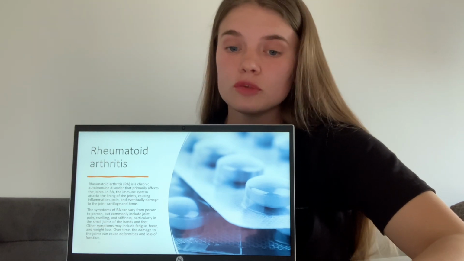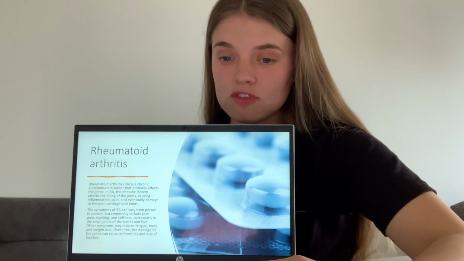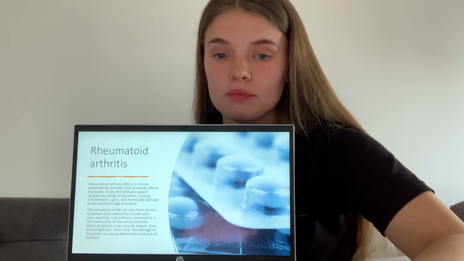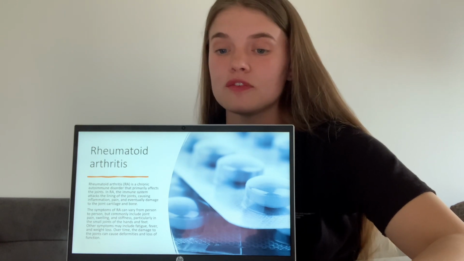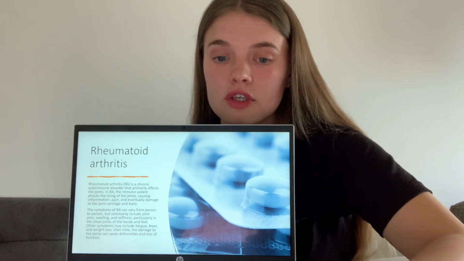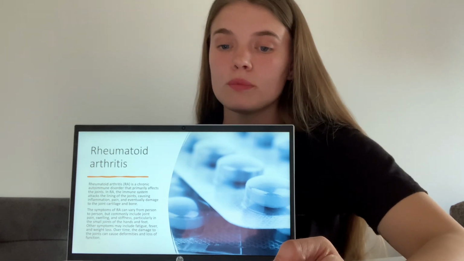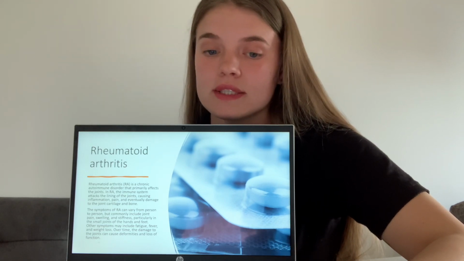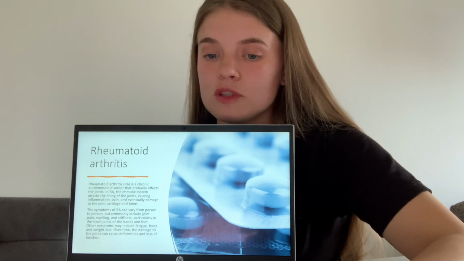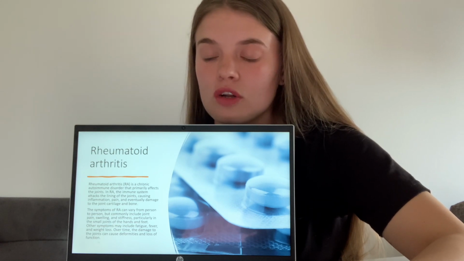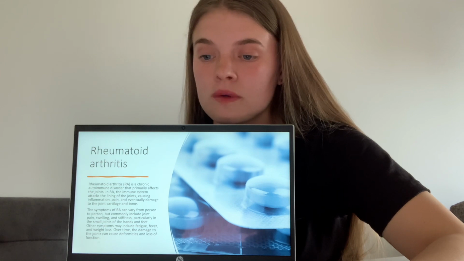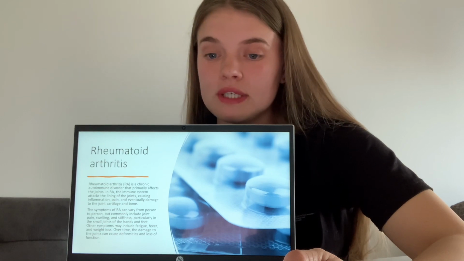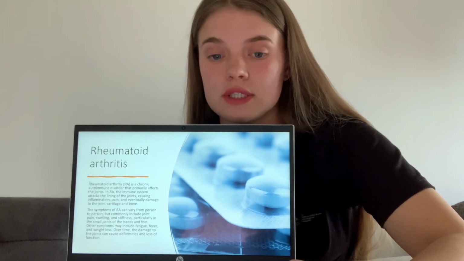The exact cause of rheumatoid arthritis is not fully understood, but it's believed to involve a combination of genetic and environmental factors. Women are more likely to develop rheumatoid arthritis than men, and the disease often develops in middle age. Diagnosis of rheumatoid arthritis typically involves a combination of physical examination, blood tests, and imaging studies such as X-rays and MRI scans. Treatment may involve medications to manage pain and inflammation, as well as disease-modifying anti-rheumatic drugs to slow or stop the progression of the disease. In some cases, surgery may be necessary to repair and replace damaged joints.